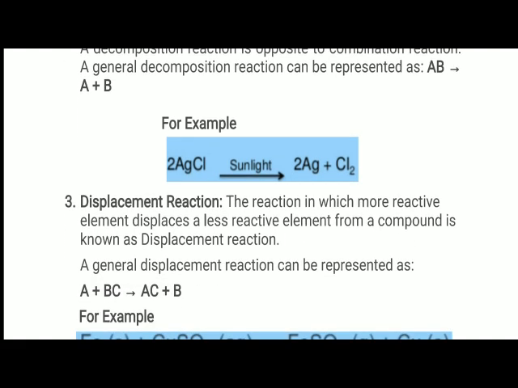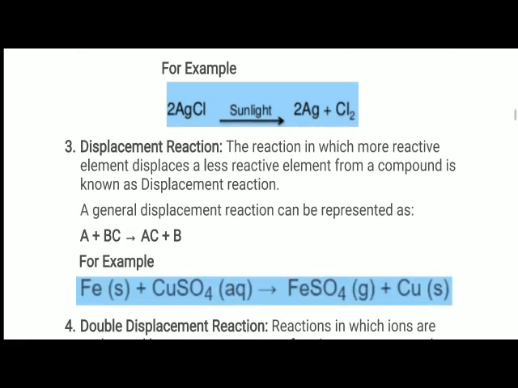Okay, after that we are going to move to the third type of chemical reaction, that is displacement reaction. First we will check its definition. The reaction in which a more reactive element displaces a less reactive element to form a compound is known as a displacement reaction. It's an important one. You can check out its general formula: A plus BC gives AC plus B.